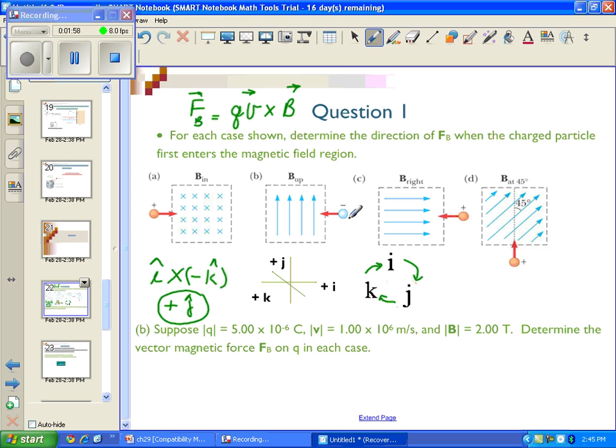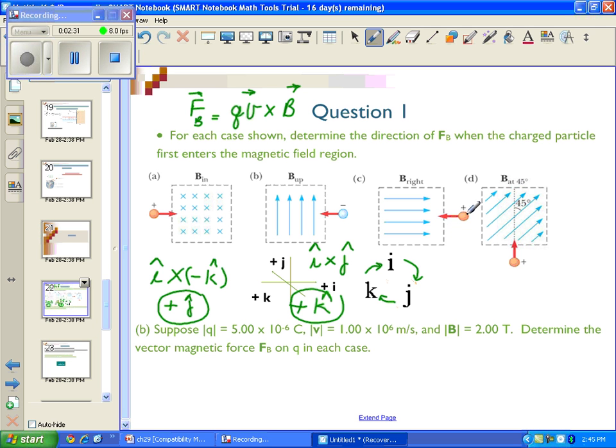In the next case, we have a negative charge, and it's moving along the negative I hat direction. But because Q is negative, negative times the negative I hat becomes a positive I hat. B is upward, so we're going to cross to J hat, and that gives us I hat cross J hat, the direction positive K hat for FB.